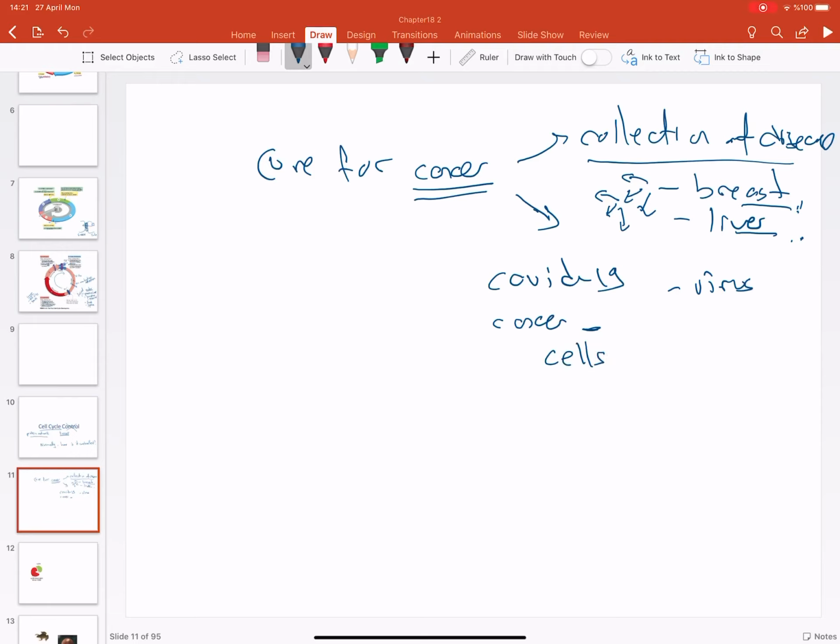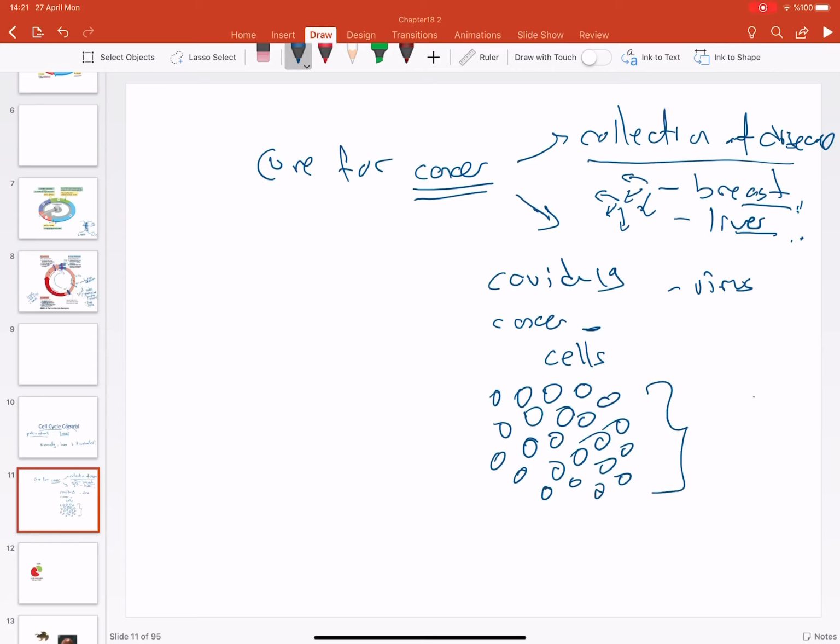So the cells in your body are in communication, they are in cooperation, they show altruistic behavior, and all together they make up the body. Okay. What if one of them decides not to obey and just divide? Okay, it's going to divide.